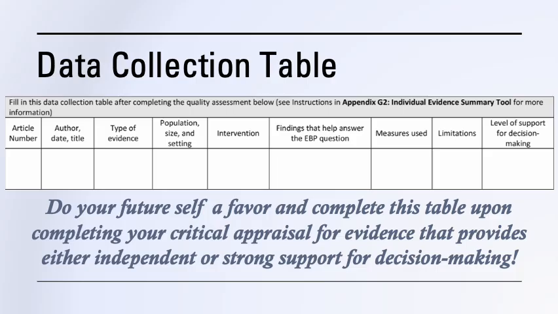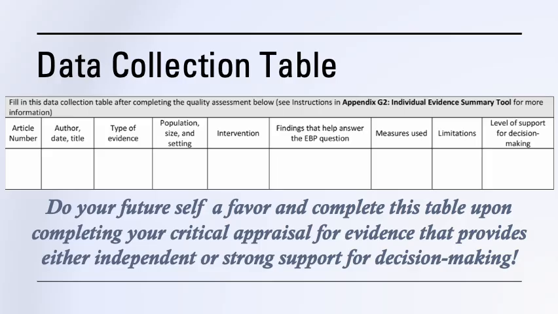I have a copy of the data collection table provided for you on this slide. Taking the time to complete the data collection table after appraising the piece of evidence is worth your effort. Immediately following your critical appraisal of the article, you're going to be intimately familiar with the article, so completing the table at this point in time will be simple. Furthermore, this table is a cutout of a row from Appendix G2, the individual evidence summary tool, which you will need to complete as you prepare for the synthesis step of the evidence-based practice process.